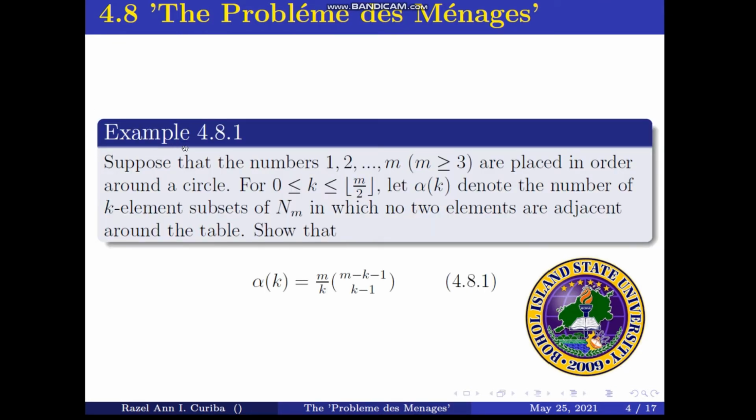So we have here example 4.8.1. Suppose that the numbers 1, 2, up to m, where m is greater than or equal to 3, are placed in order around a circle. For k greater than or equal to 0 but less than or equal to m over 2, let alpha(k) denote the number of k-element subsets of N_m in which no two elements are adjacent around the table. Show that alpha(k) is equal to m over k times the binomial of (m minus k minus 1) choose (k minus 1).